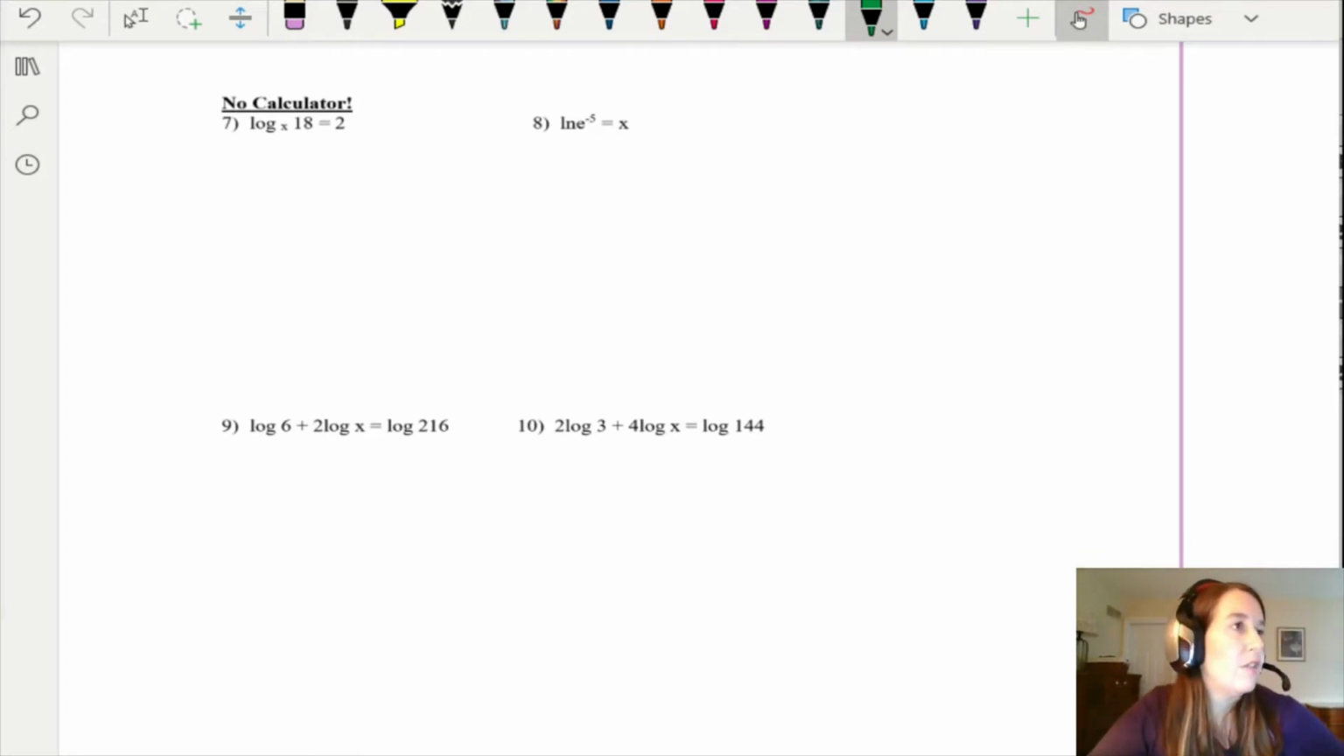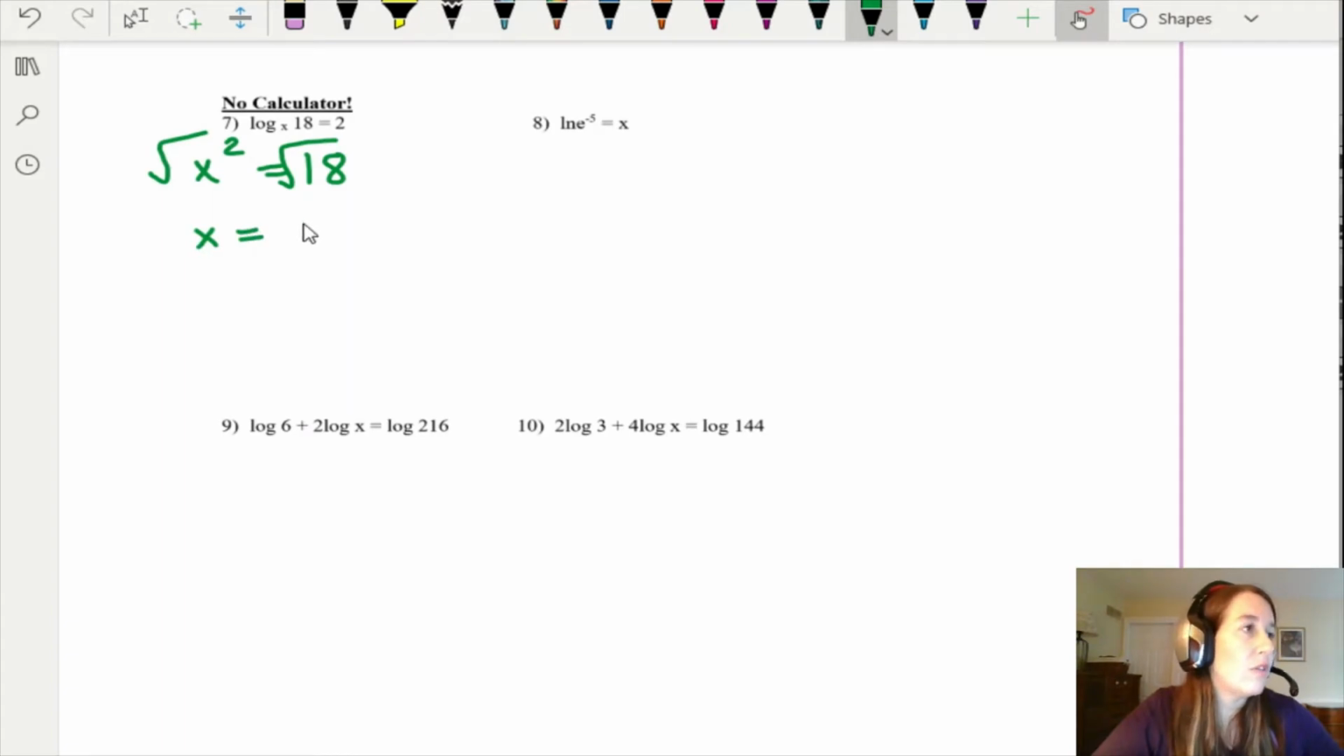All right, so it says log base x of 18 equals 2. Okay, remember if it's in log form and you need to solve, you're probably going to turn it to exponential form. So I would say this is x squared equals 18. Oh, great. Now to solve for x, I could just take the square root of both sides. So I get x is equal to the square root of 18, and really that is plus or minus the square root of 18, okay?